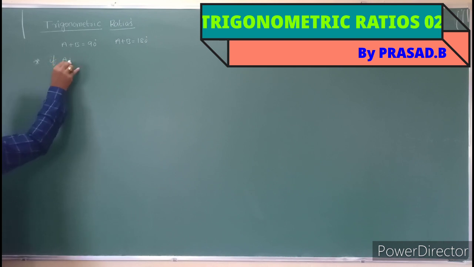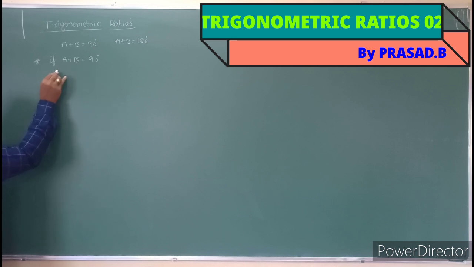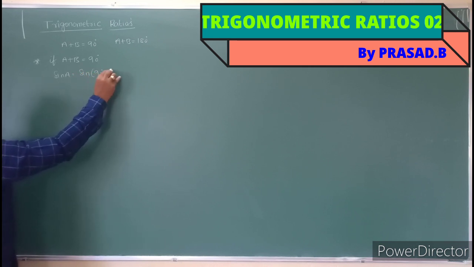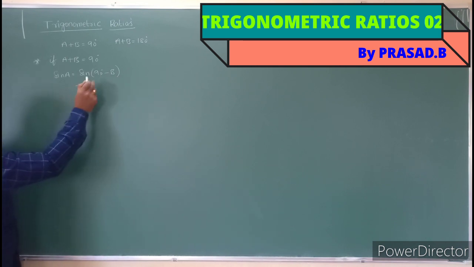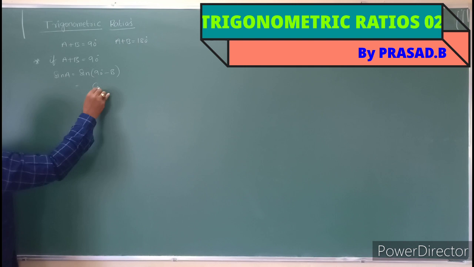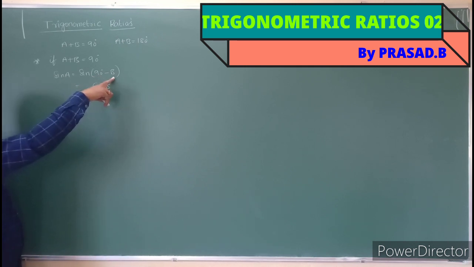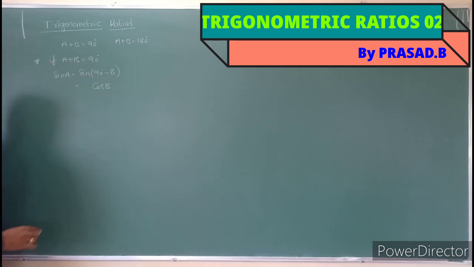See students, here if A plus B is equal to 90 degrees, then what happens? Sin A can be written as sin of 90 degrees minus B. Sin 90 minus theta, I already told that one. If it is an odd multiple of pi by 2, then sin will take the co-ratio. That means it is cos B. The sign is plus or minus: 90 minus theta means it is in the first quadrant, and in the first quadrant all are positive, so it will become cos B.